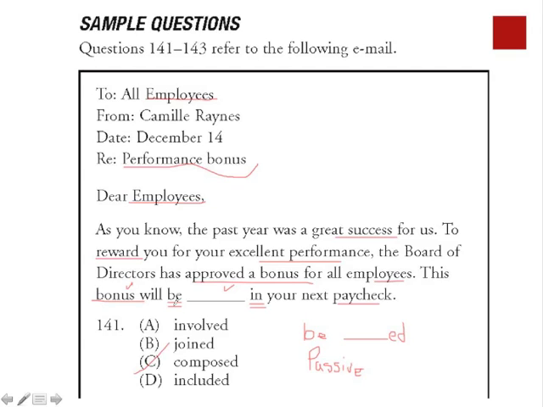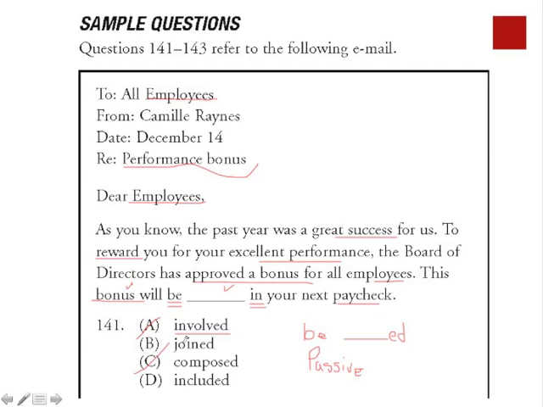Well, if a bonus will be involved in my next paycheck, to be involved in something sounds like somebody's actually doing something. Generally with passive voice questions, we ask ourselves, can people actually do something with this? Who is actually doing the activity? Is the bonus doing something, or is somebody doing something to the bonus? In this case, we don't involve a bonus. We, as people, get involved in activities. So I think we can also eliminate A as a choice here.